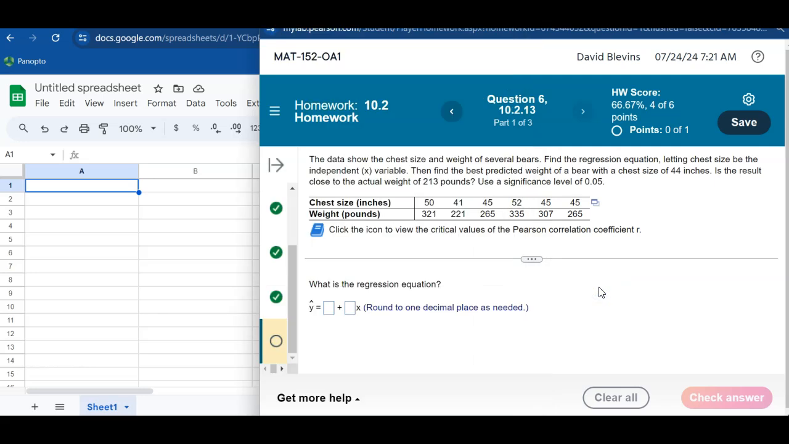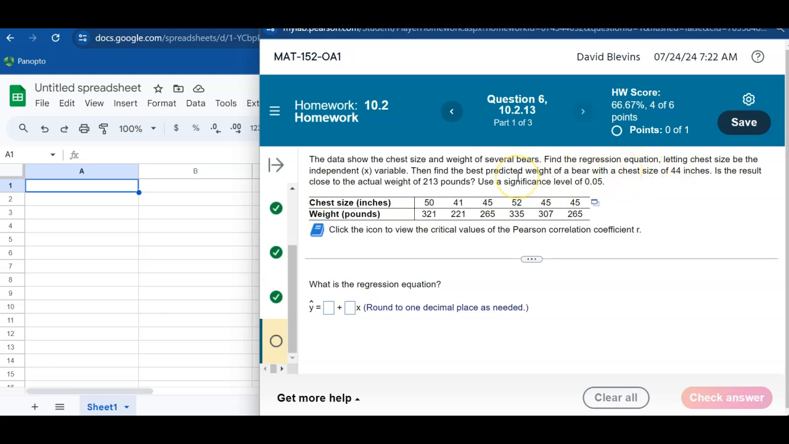Hey stats class, let's look at this example, how to do a correlation and a regression line with a spreadsheet. So we're told to find the regression equation and let chest size, the top value, be X and weight be Y. And we want to come up with a predicted weight if the chest size is 44 inches. Make sure you look, 44 is within this data set, meaning the smallest number I see here is 41, the largest number I see is 52. So 44 is within that range, so it's a value that I could safely predict.